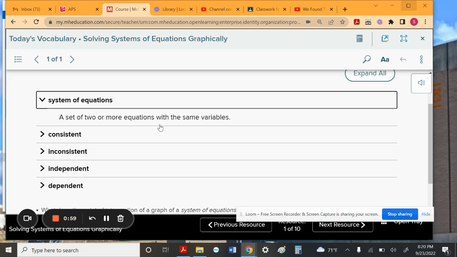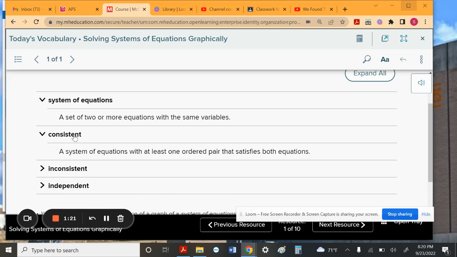And what's important about that is the solution is where, for a two variable system, they would have to cross at one point for it to be the same. But we're going to talk about other potential possibilities as well. So, consistent means that we have a system of equations where there's at least one answer. Okay, at least one answer, one point where they actually cross.